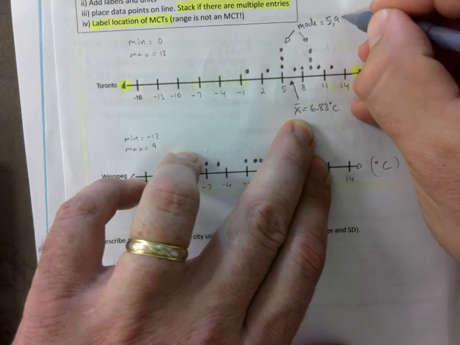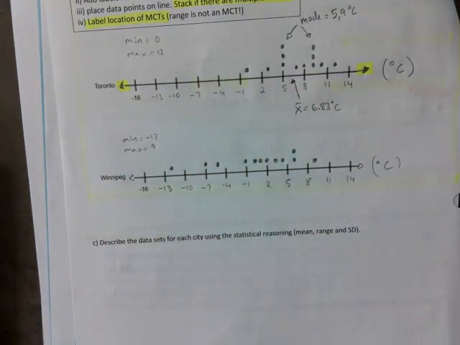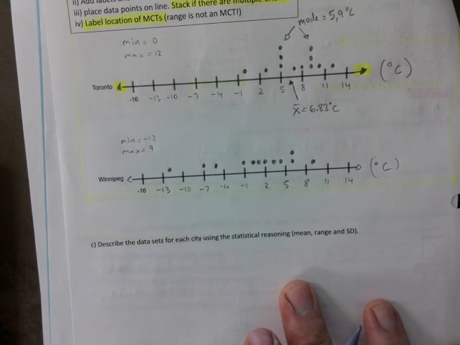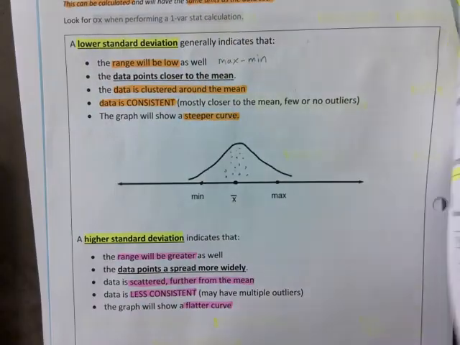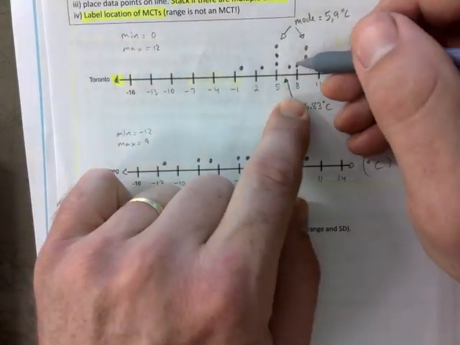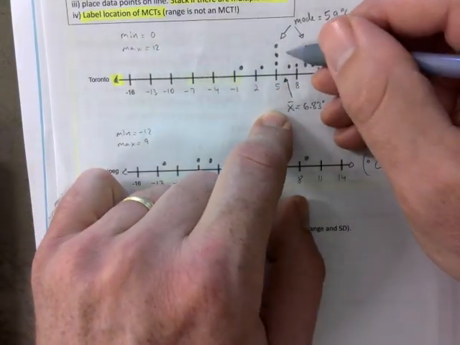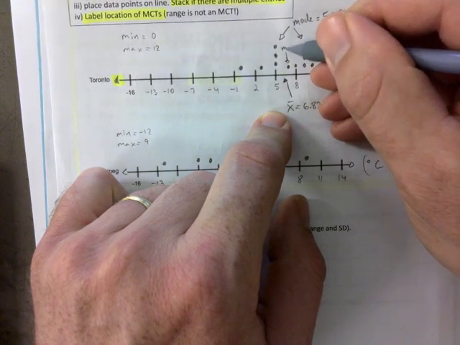Five and 9 degrees Celsius. And the median was 7. Let me just check. 7.5. So somewhere in here. That's okay. Just median like that. Median.